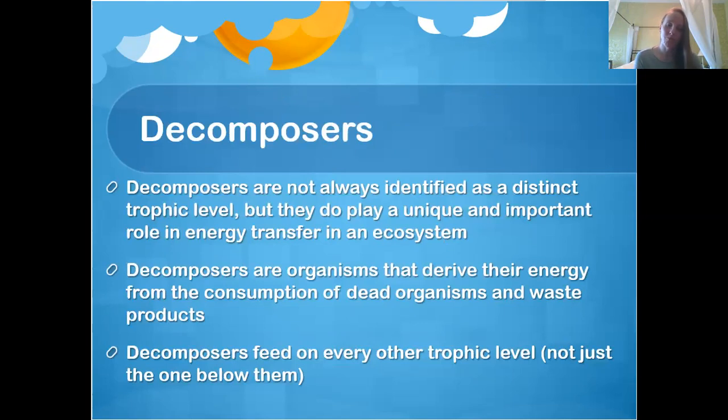Then we also have decomposers, which are sometimes a distinct trophic level and are sometimes just ignored. They do play a very unique but important role in energy transfer in ecosystems. Essentially, decomposers always get their energy from eating or breaking down dead things or waste products from living things like feces and stuff. Decomposers will feed on every other trophic level. As long as the thing is dead, decomposers will feed on it.